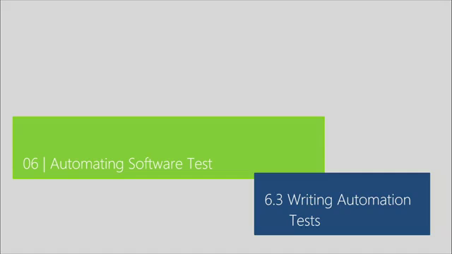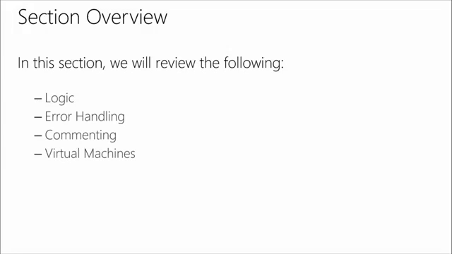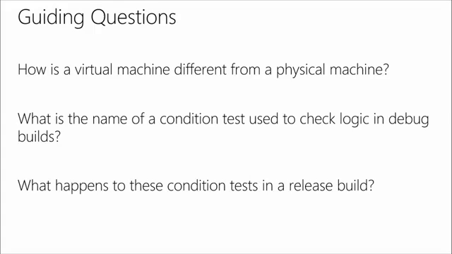So let's move to 6.3, writing automation tests. In this section, we'll review testing logic, error handling, commenting, and also virtual machines. Our guiding questions for this section are: how is a virtual machine different from a physical machine? What is the name of a condition test used to check logic and debug builds? And what happens to these condition tests in the release build?